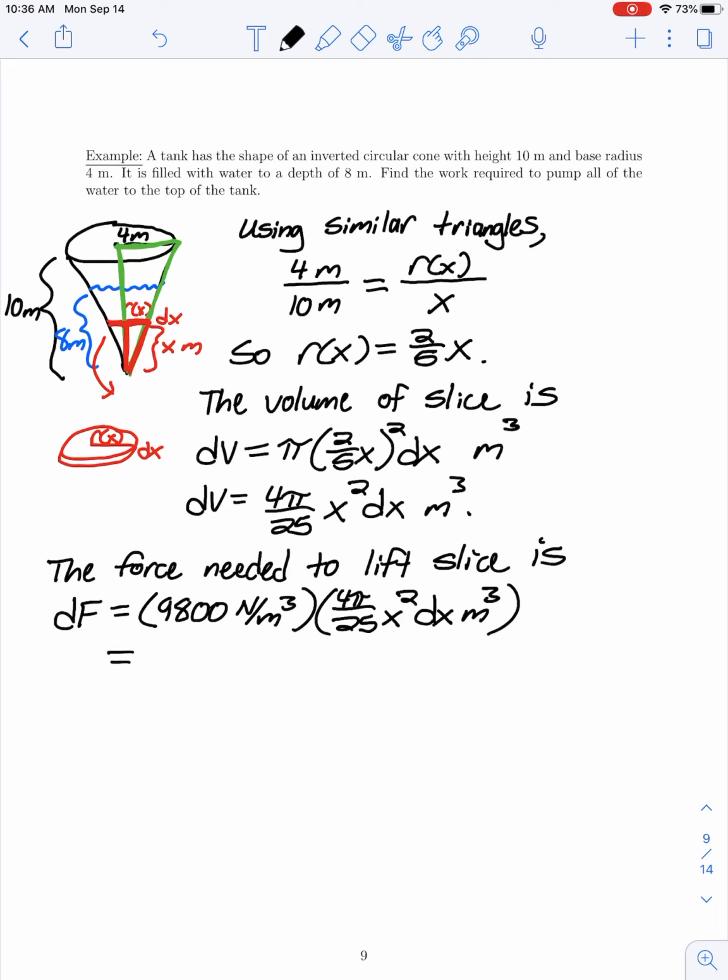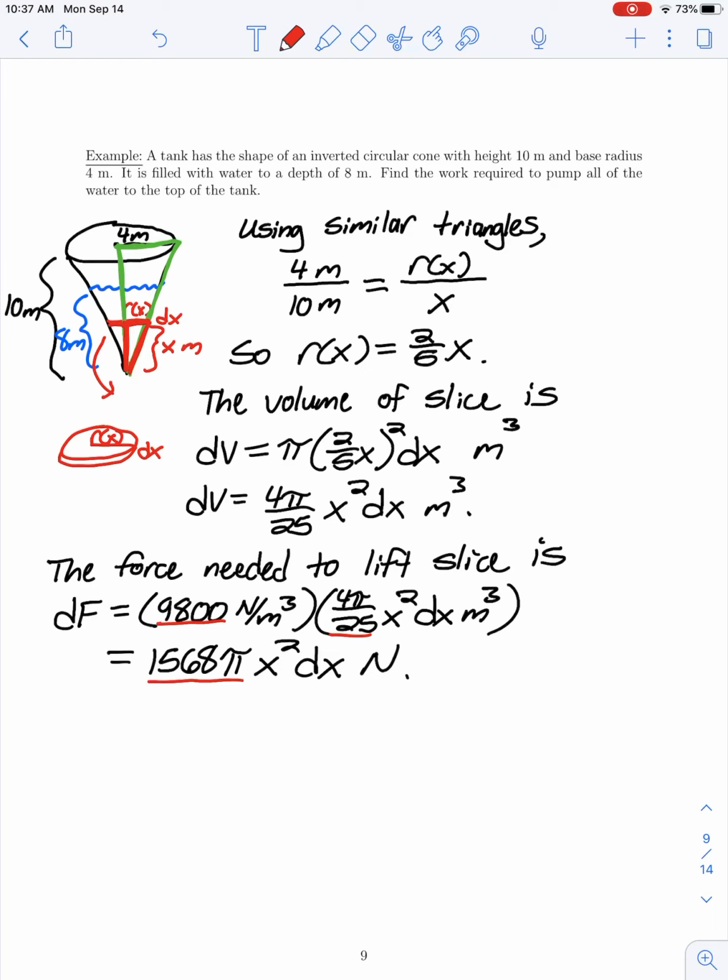So let's see what this gives us. So here, taking 9,800 and dividing through by a factor of 25, and then multiplying by 4 pi, we have our constants simplifying to 1,568 pi with an x squared dx, and this is now measured in newtons. So what I was doing here, I took the 9,800 times 4 pi over 25, that left me with this 1,568 pi, and then I still had my x squared dx.